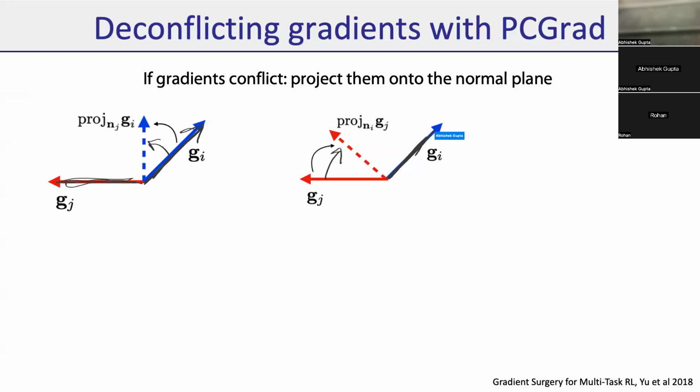The thought is that if I can deconflict the gradients, yes, I'm going to be losing some, because the gradient is the direction of steepest descent. So you're going to lose some learning efficiency, but you're not hurting the other tasks as much.